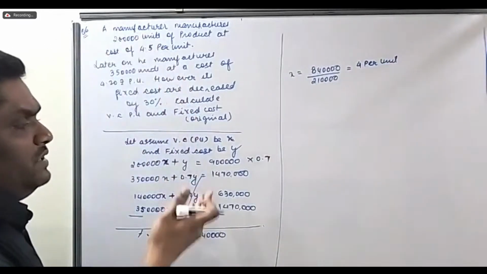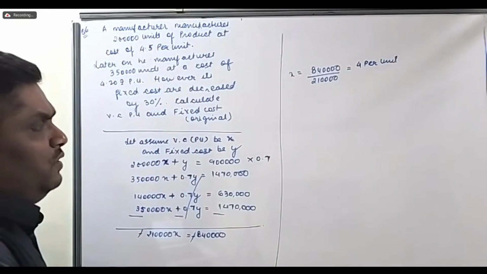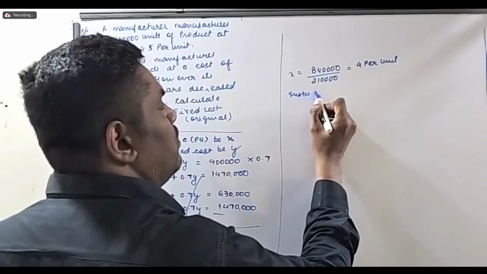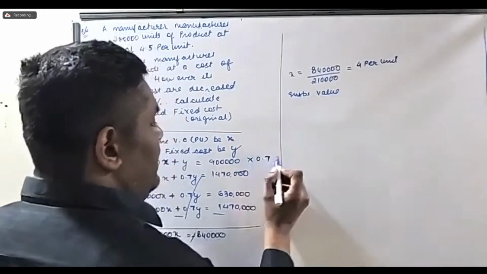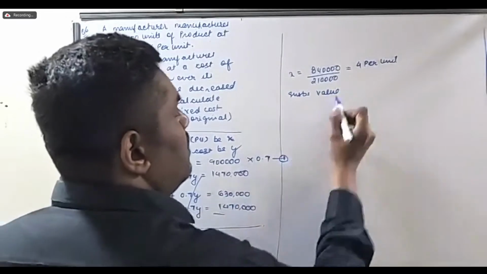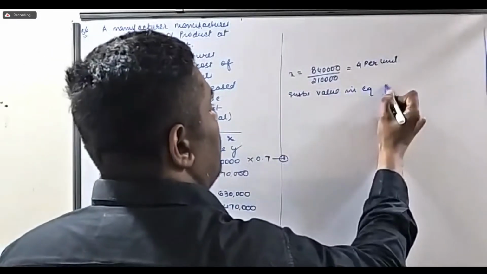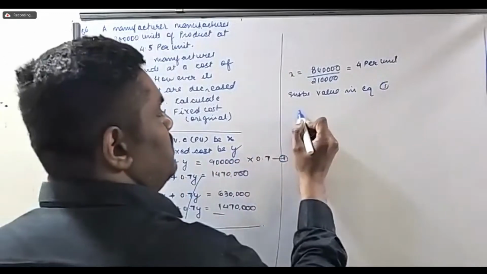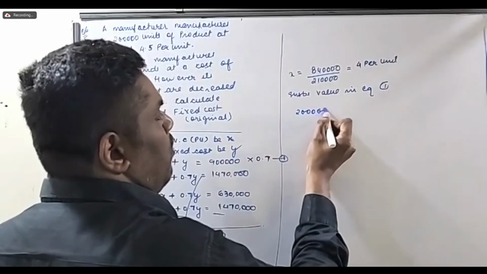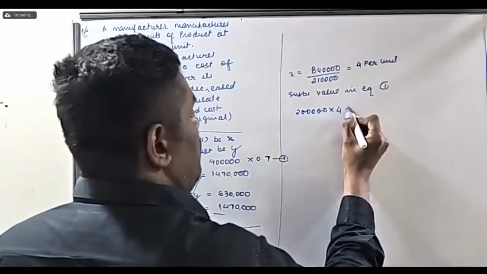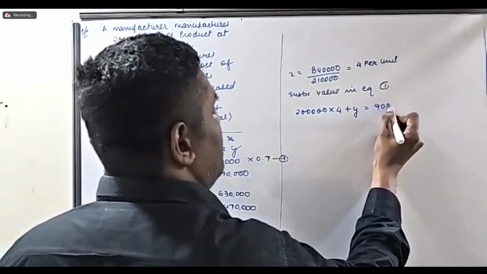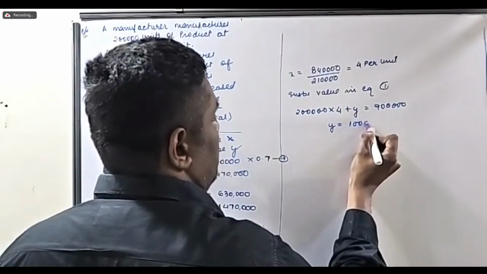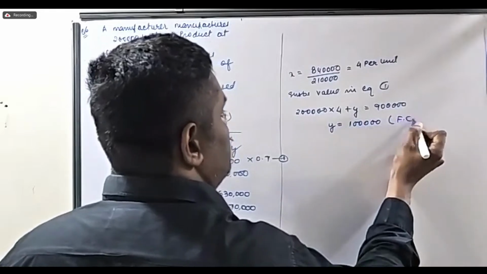And when talking about substituting the value in equation 1, let's say this is equation 1. So 2 lakh into X plus Y is equals to 9 lakh. So Y will be 1 lakh. That is my fixed cost.